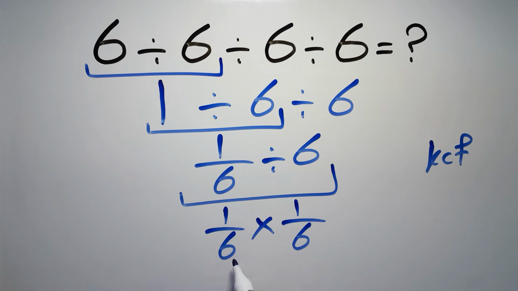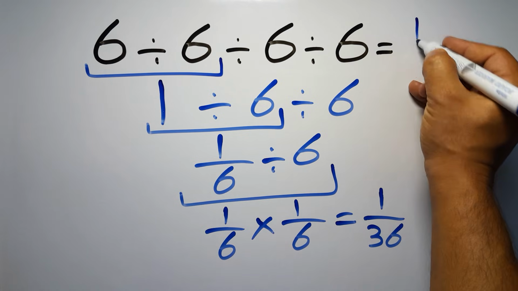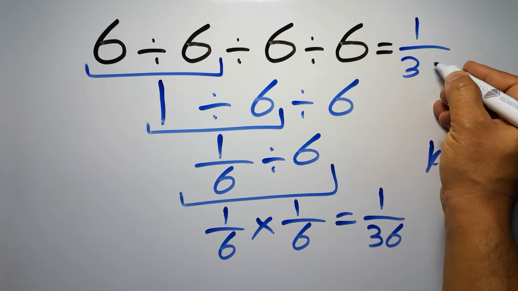So we have 1 over 6 times 1 over 6, which equals 1 times 1 gives us 1, so 1 over 6 times 6, which equals 36. And this is our final answer to this problem. The correct answer is 1 over 36.